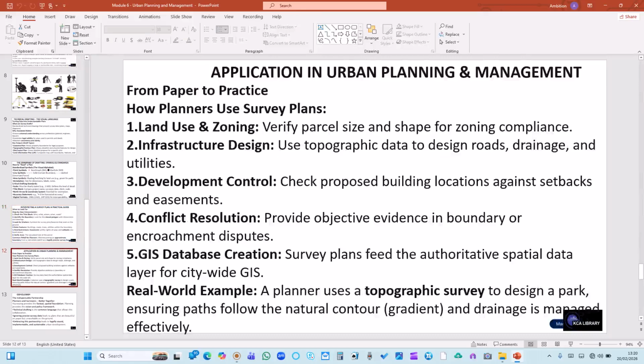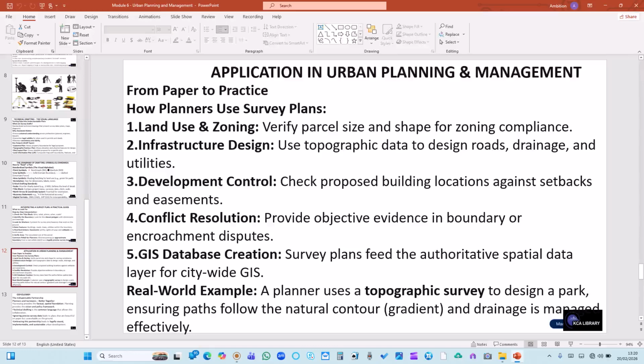Then let us look at application in urban planning and management. That is from paper to practice. How planners use survey plans. Survey plans may be used in land use and zoning, to verify parcel size and shape for zoning compliance. They may also be used in infrastructure design, where they help use topographic data to design roads, drainage, and utilities.